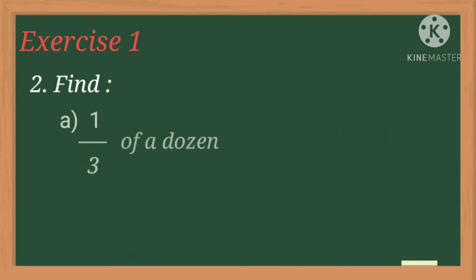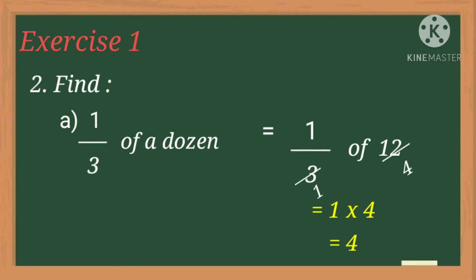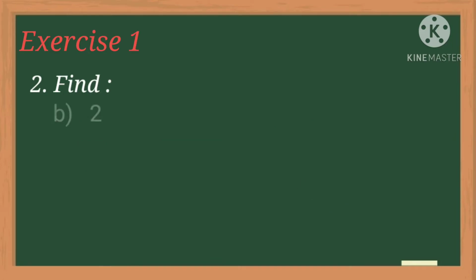Second one. Let's find 1 by 3rd part of a dozen. Dozen means 12. So 3 ones are 3 and 3 fours are 12. So the answer becomes 1 into 4, it is 4.